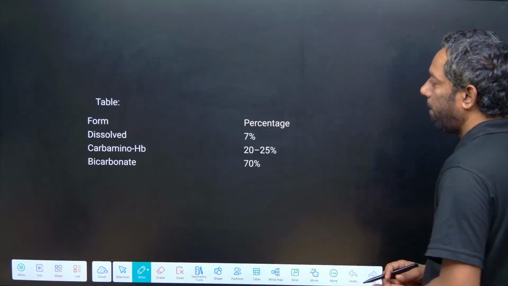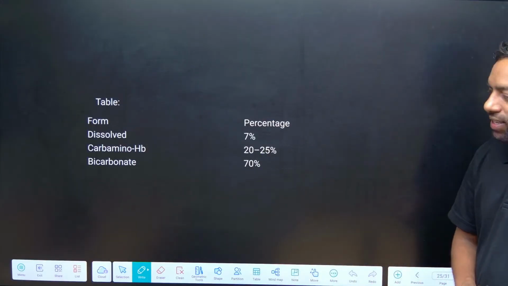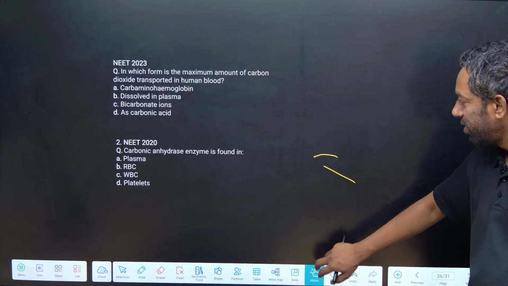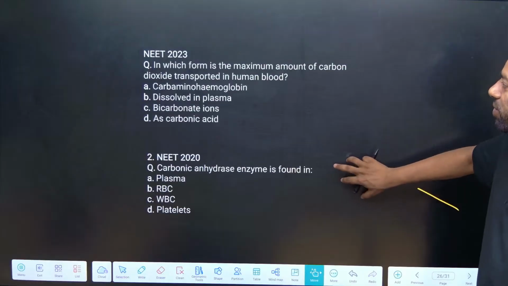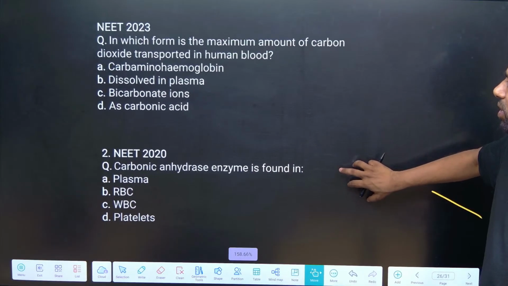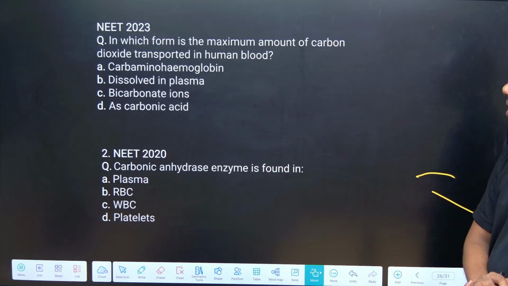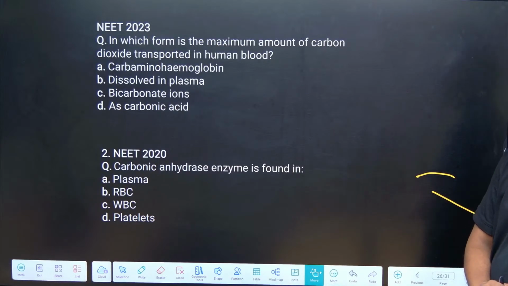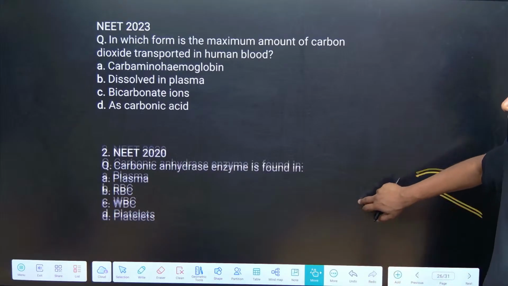Of course, we discussed this. Now questions, guys. These are the questions for you. In which form is the maximum amount of carbon dioxide transported in the human blood? Bicarbonate. Okay, next question.